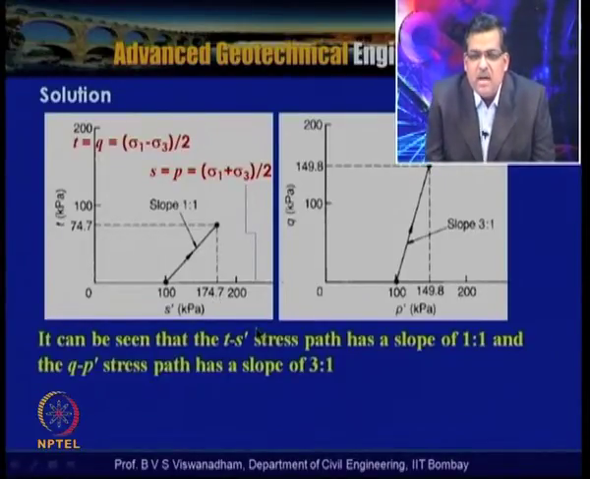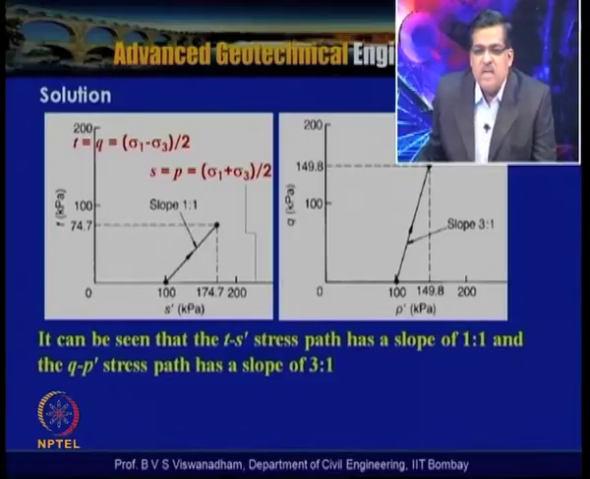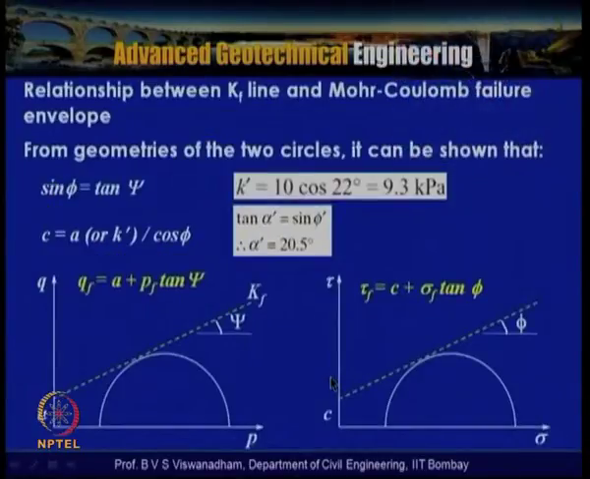So it can be seen that the t-s dash stress path has a slope of 1:1, and the q-p dash stress path has a slope of 3:1. So with the MIT group definition, the stress path has a slope of 1:1. With the Cambridge group definition of q and p dash, it is 3:1. Now we have been asked to determine k dash and alpha dash.